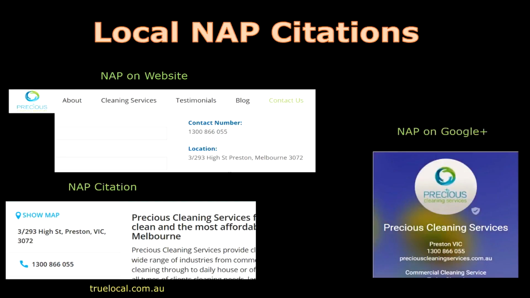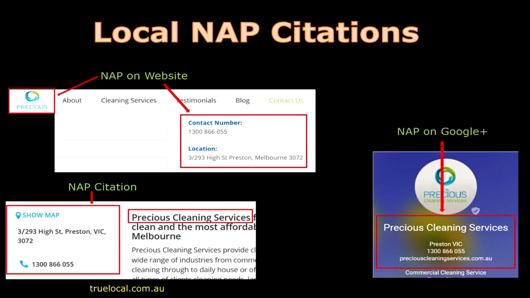Here is the NAP that is listed on their Google Plus business page. Notice how the name, address, and phone number are exactly the same on all websites. Keep in mind that Google Plus does not display the full address anymore. See how the phone number and address has the exact same format, and by format I mean the exact same spacing and spelling. This is what I mean by the NAP having to be consistent.